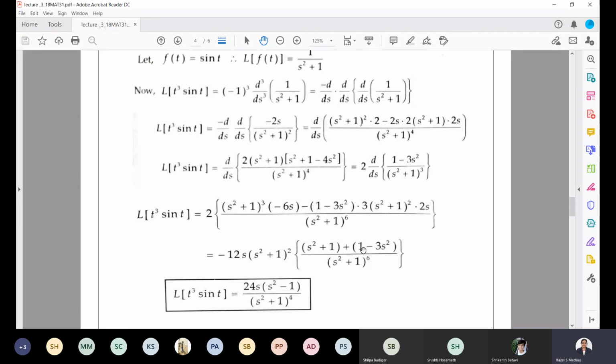Then try to cancel out whichever terms. Here square gets cancelled with this one. So what will remain in the denominator? s square plus 1 whole power 4, 24s. Here you can add up s square minus 3s square is minus 2s square, and here you have 1 plus 1 which is 2. So what do we get over here? 2 minus 2s square. 2 minus 2s square you will get.